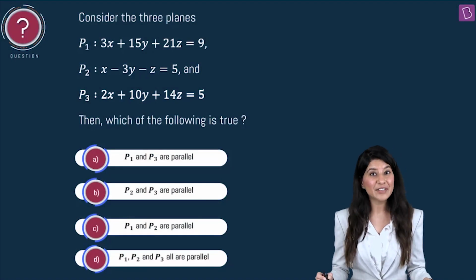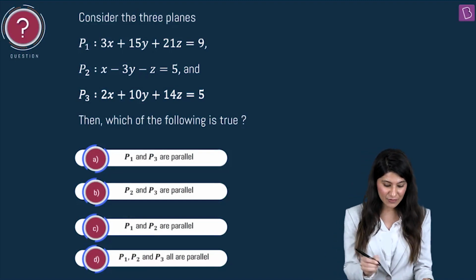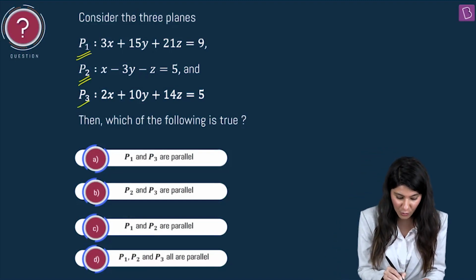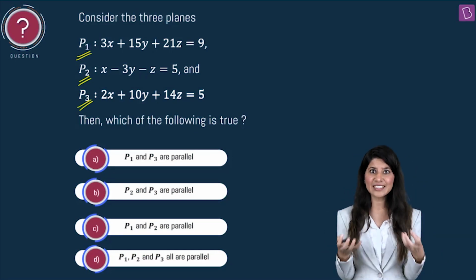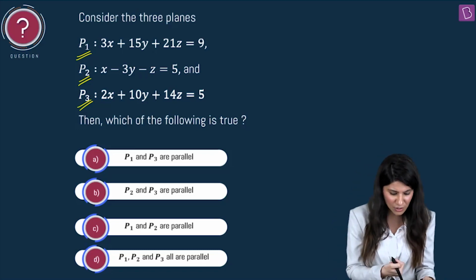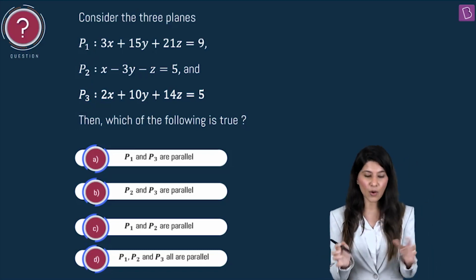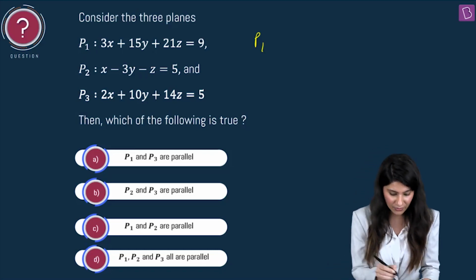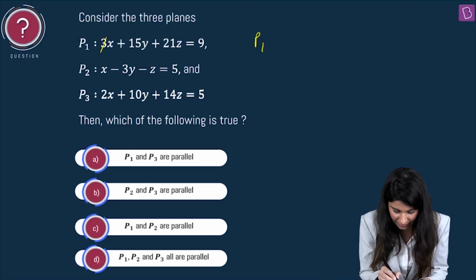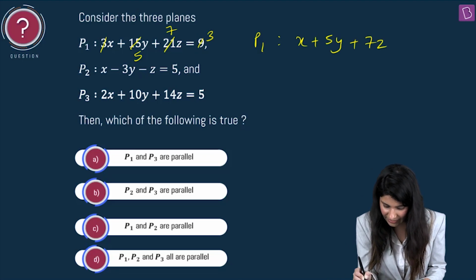The question is a freebie question from the topic 3D geometry, in which we need to figure out which of the planes out of these three are parallel. Right? So, this is just a pure observation-based question. Let's just simplify all the planes. P1, let's divide P1 by 3. So, I get x plus 5y plus 7z equals to 3.